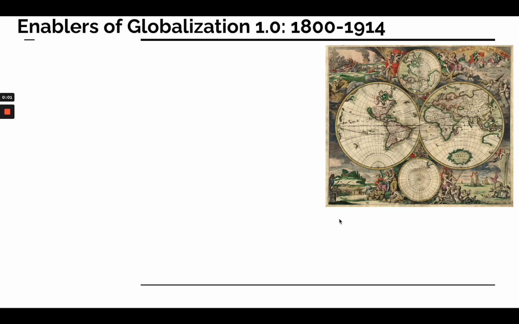In this presentation, we begin looking at enablers of Globalization 1.0. And remember, Globalization 1.0 is the globalization, not only that is the first thing we can truly call globalization, but is the globalization that occurs in the era between 1800 and 1914.